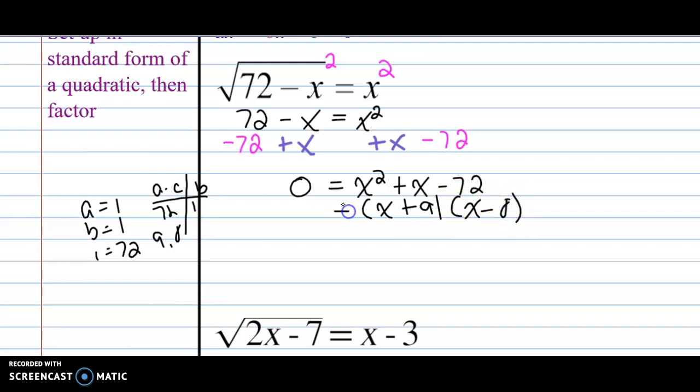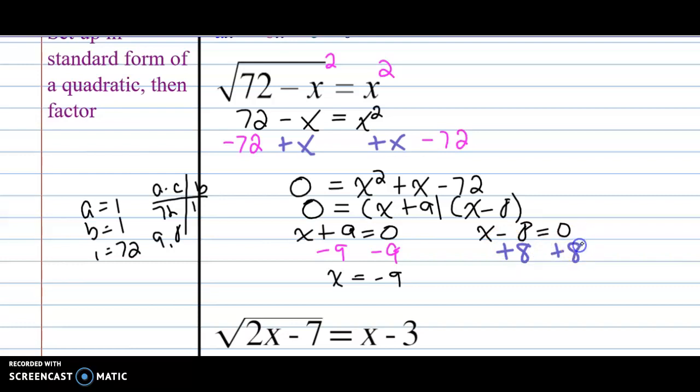And that equals 0, right? So now we separate both binomials. X plus 9 equals 0. X minus 8 equals 0. For the first one, we subtract 9. So we get x equals negative 9. The second one, we add 8. So we get x equals positive 8.